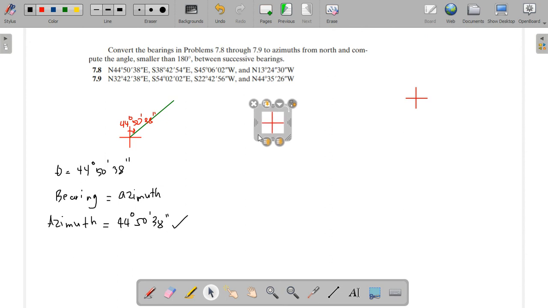All right, so this one, southeast 38 degrees, 42 minutes, 54 seconds. So this is your line. Okay, and this is your angle or the bearing, 38 degrees, 42 minutes, and then 54 seconds. Okay, and this is your azimuth. Here, your azimuth is also the same, no? Now, so this is your azimuth. So this is your theta.